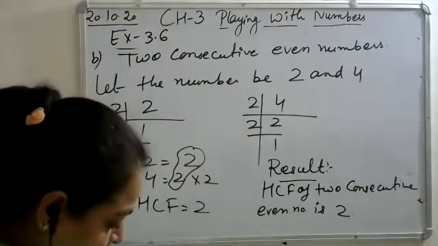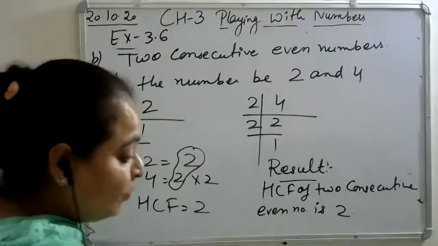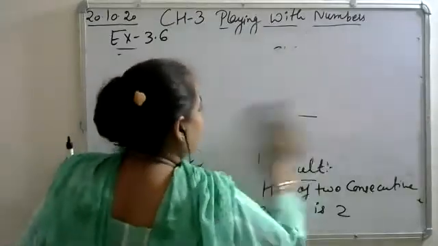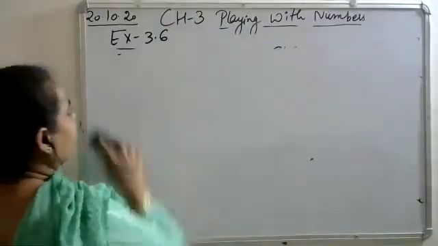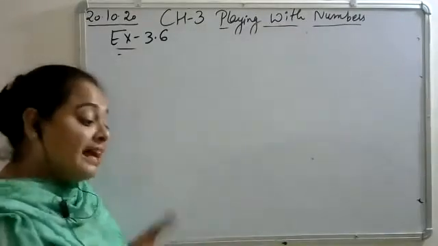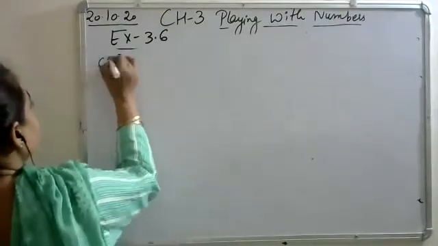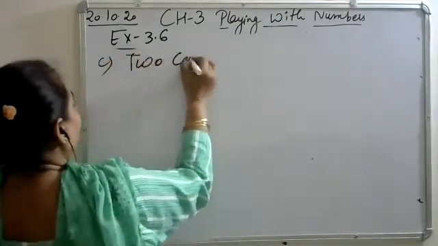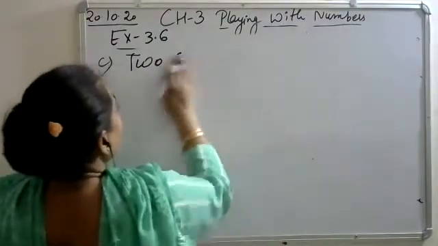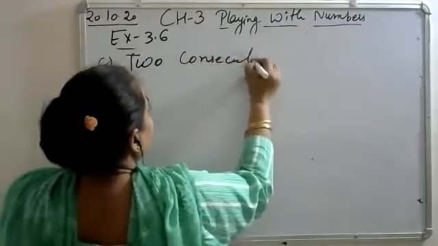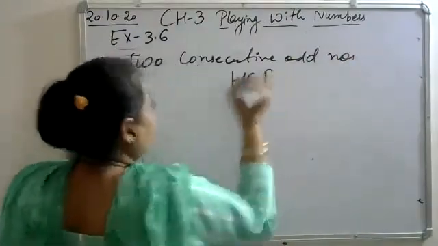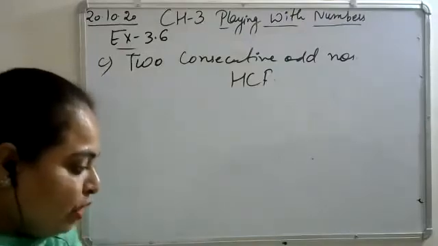Okay. Now come to the third part. What about odd numbers? Solve by yourself and tell me the result for odd numbers. C part is two consecutive odd numbers. Find the HCF and tell me what the result is. I am waiting for your responses.